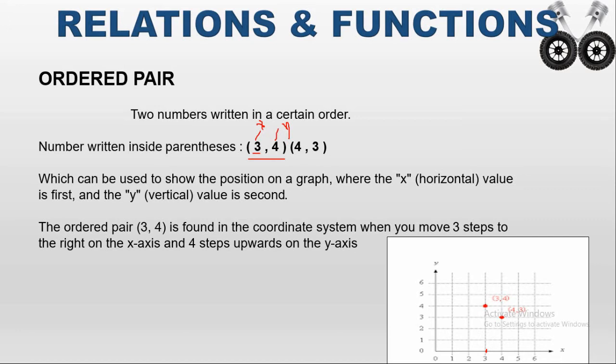Same way, if I want to represent 4, 3, how can I represent? 4 is the positive integer. That means from 0 we have to move to the right side. How many steps do I have to move? 4 steps. From the 4, how many steps do I move upward? 3 steps, and then I reach this point. So this is the coordinate of 4, 3. So this is the ordered pair.